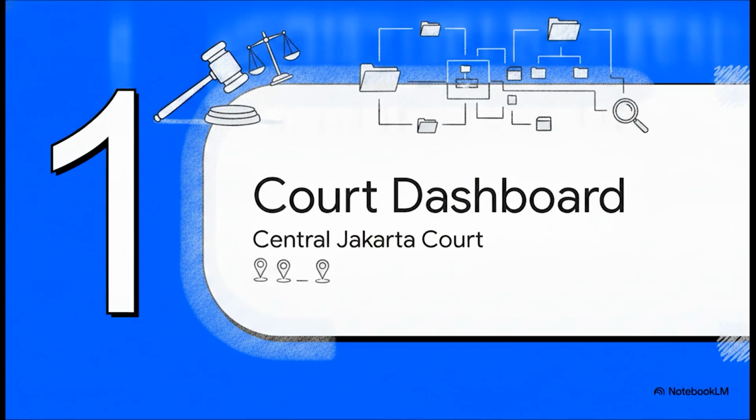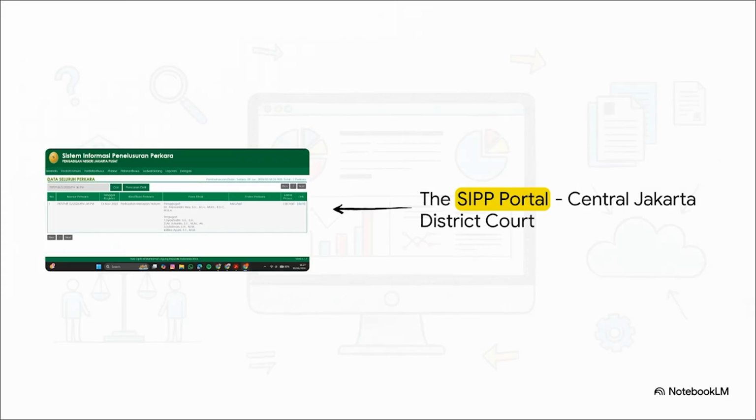Section 1. Decoding the court dashboard. Now, what's really interesting about this slide is where this whole legal battle actually takes place. Notice the SIP. That's the System Information Penelusuran Perkara. It's the official case tracking information system used by Indonesian courts. But more specifically, you'll see up at the top left that this is the portal for the Pengadilan Negeri Jakarta Pusat, the Central Jakarta District Court.